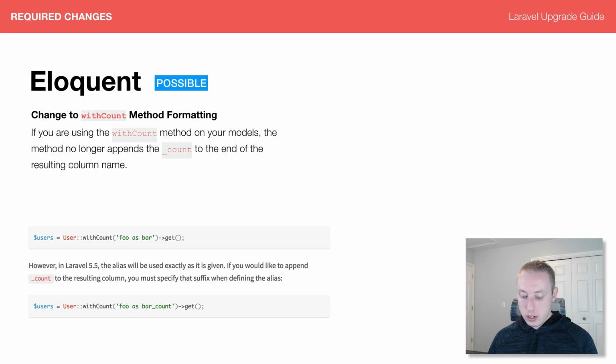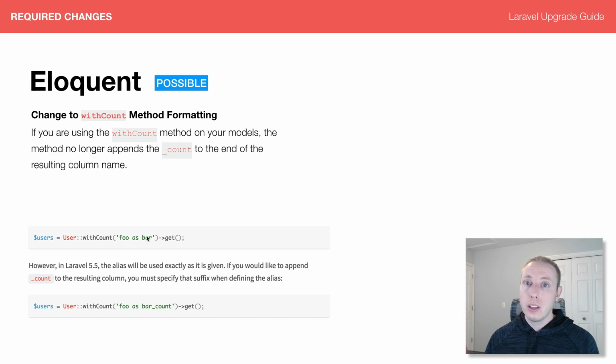All right, Eloquent. This one is possible and maybe even common. If you're using the with count method on your models to get the count of a certain column, by default, it used to append the underscore count to the name that you were creating. So here we've got user with count foo as bar. It would basically create a property inside of this users object called bar underscore count, and that would represent the count that you were trying to create. So it automatically added that underscore count to what you were setting.